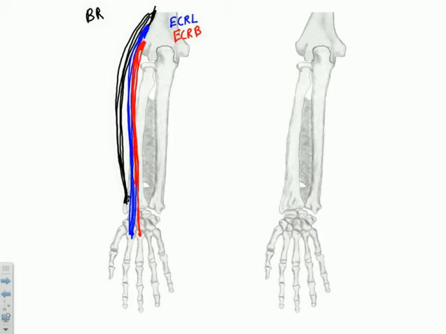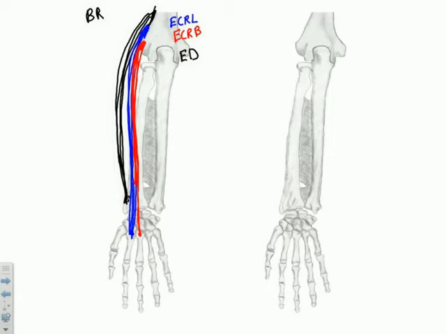Next muscle is your Extensor Digitorum. Notice that we only have a single Extensor Digitorum, so we don't need to name it Superficialis or Profundus or Longus or Brevis or anything like that.